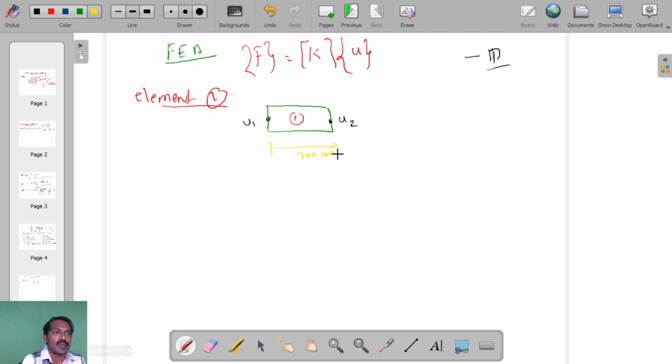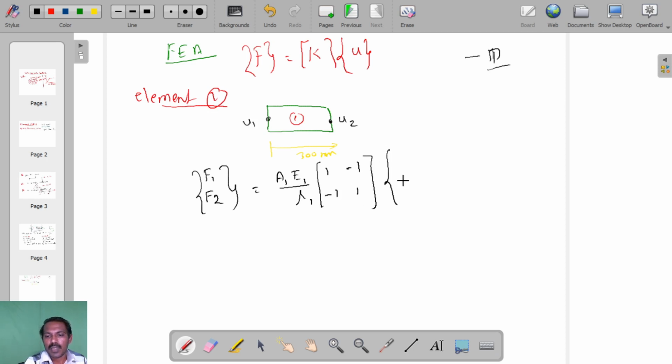300 mm. So first, the f1 and f2 vectors. The stiffness formula means AE divided by L, because for element 1 we have A1, E1, L1, multiplied by the matrix 1 minus 1, minus 1 1. So there is a displacement u1 and a displacement u2.